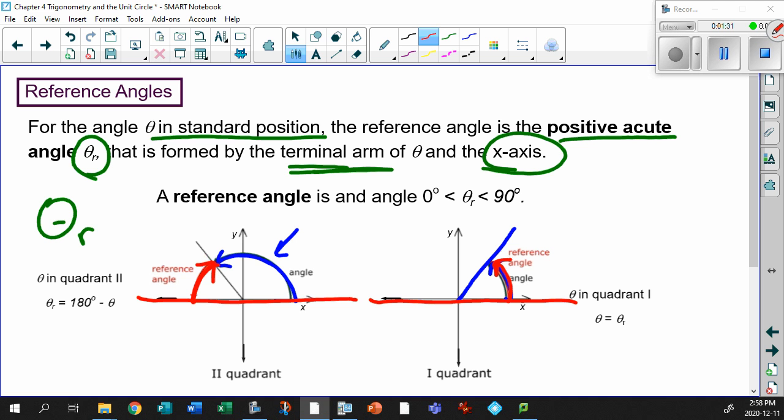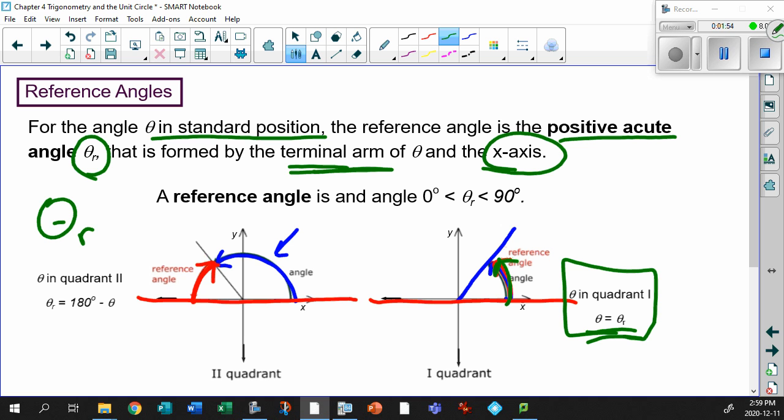When we get heavy duty into solving equations and stuff like that with radians, if you don't know reference angles, everything goes to heck in a handbasket real fast. So how do we do this? How do we figure out what that angle is? Well, in quadrant 1, just read the angle off. The theta, whatever you got here, is the theta reference.